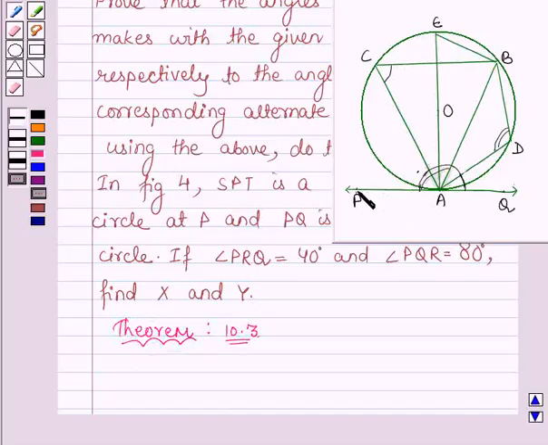It says if a line touches a circle and from the point of contact, here the point of contact is A, and a tangent PQ touches the circle at A, if a chord is drawn, suppose AB is a chord, the angles which this chord makes with the given line are equal respectively to the angles formed in the corresponding alternate segments. That is, we have to show that angle BAQ is equal to angle BCA and angle BAP is equal to angle BDA. So first let us write down what we are given.